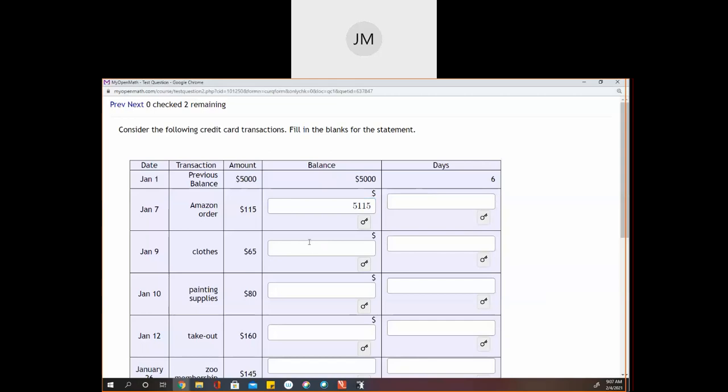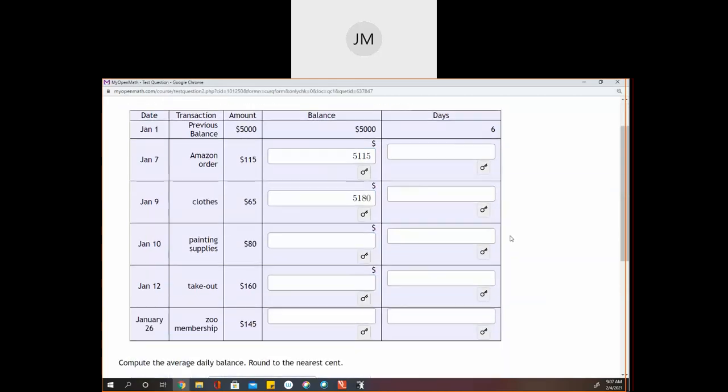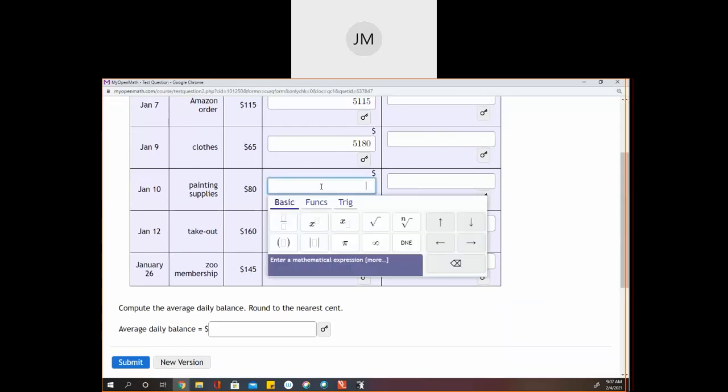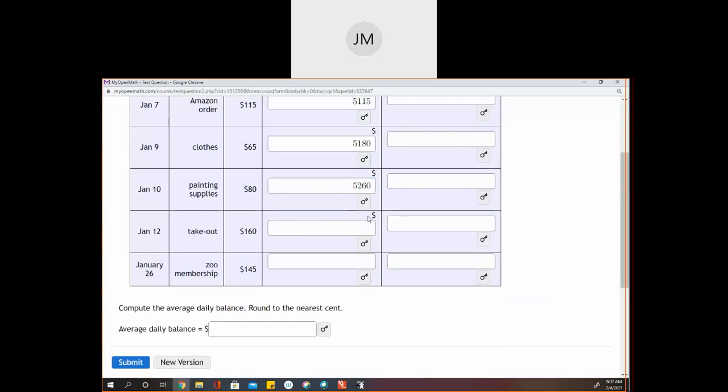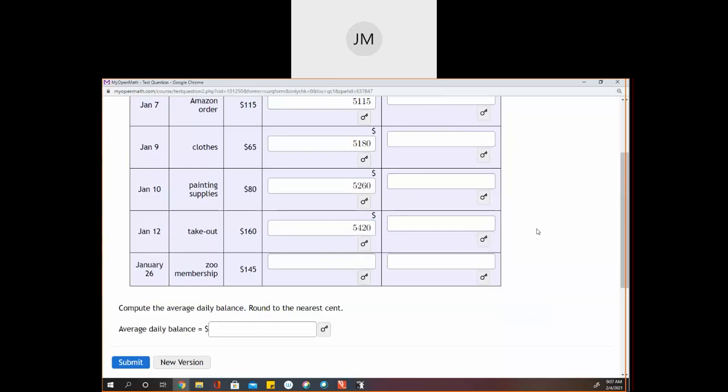And what I'm going to do is I'm just going to stick with the balances first, and then I'll go over and do the days. Okay, so if we have a $65 charge, we add 65, so I'll have 5,180. Okay, then we have an $80 charge, so when we add 80, we get 5,260. Right, so we're just adding to our balance as we go. Okay, and in this example, we didn't have a payment that we made.